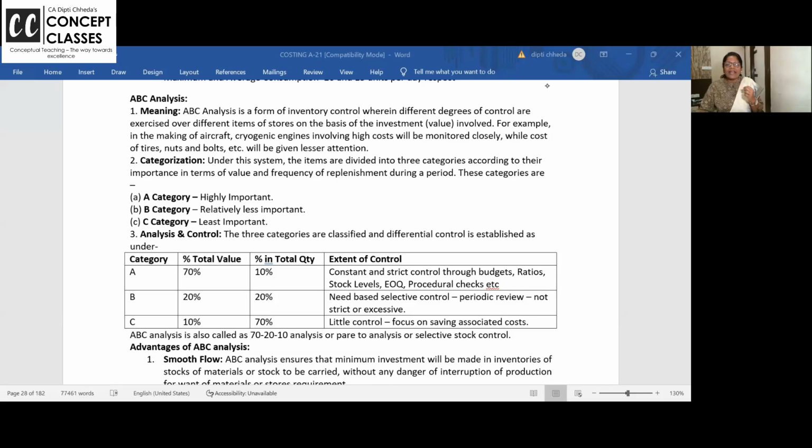Whatever techniques you have studied in EOQ, will you apply EOQ or reorder level for all the products? Suppose you are manufacturing shoes. Take leather sheets: they are a category of material. Leather sheets are costly and a main material.